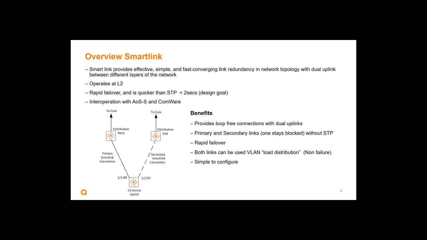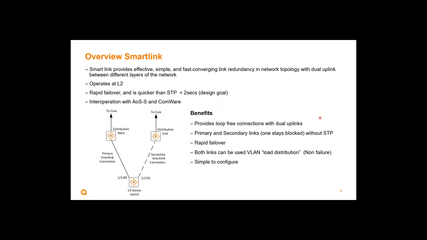Just to quickly review, SmartLink provides effective, simple and fast convergence and link redundancy in network topologies where we have dual links between different layers of the network. It operates at layer two, it's a rapid failover and it can be faster than spanning tree. Our design goal is less than 2 seconds. It interoperates with AOS switch and Comware.